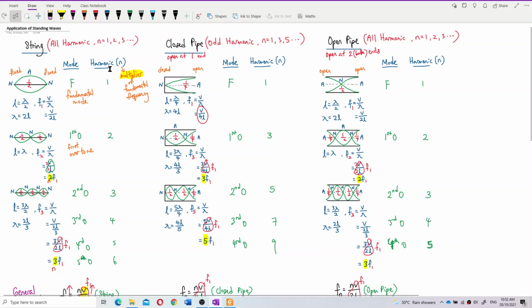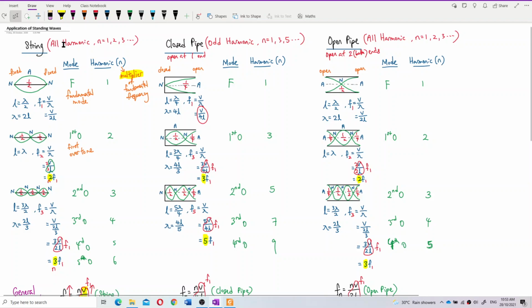That means it just moves down with all numbers of n: 1, 2, 3, 4, 5. But for the closed pipe, it only has odd harmonics. That means from 1 it straight away jumps to 3. It doesn't have the second harmonic. So from the fundamental mode going to the first overtone, you go from the first harmonic to the third harmonic. Unlike the string, going from the fundamental mode to the first overtone, it still has the second harmonic. This one jumps to the third harmonic.